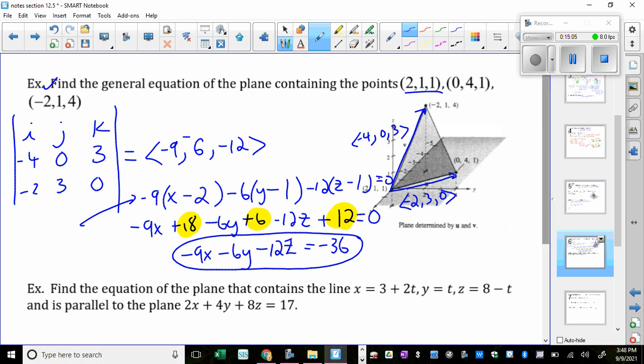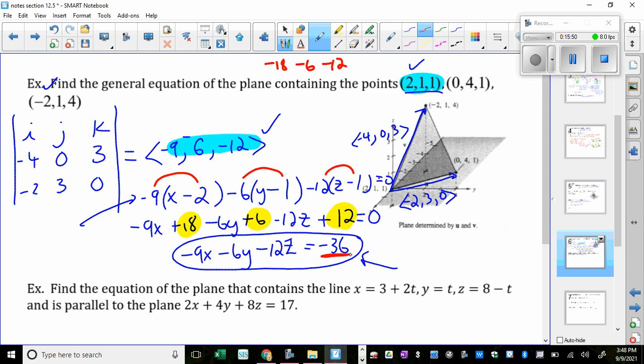All right, so this number over here, this 36 that we all got, notice that it is the dot product of our normal vector and this point. You see what we were doing is we were just multiplying -9 times 2, and multiplying this, so all I was doing was multiplying these and adding them together. And let me show you what you're going to do. So if you do the dot product, -9 times 2 is -18, -6 times 1 is -6, and -12 times 1 is -12, and you're adding those together, you get -36.